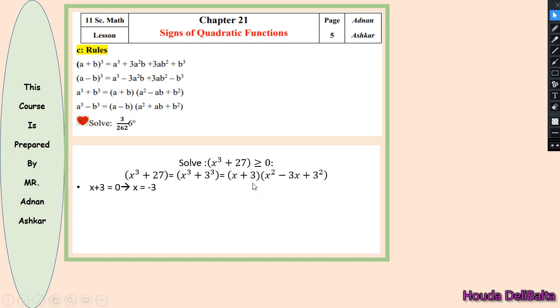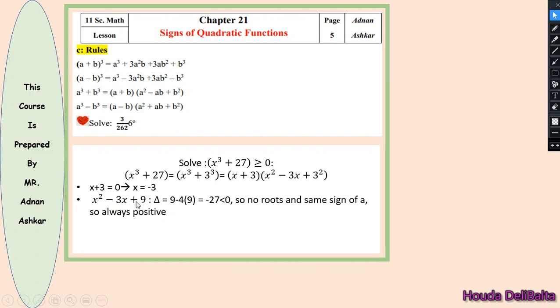We have to find the roots in order to put the roots on the table. So we have to find the root of x plus 3 and of this quadratic form. So x plus 3 is 0, then x equals minus 3. Now what about x squared minus 3x plus 9?